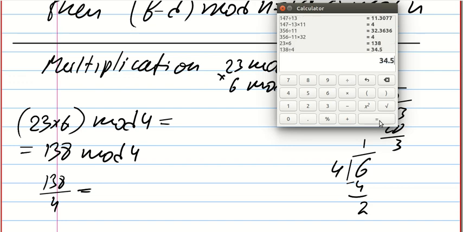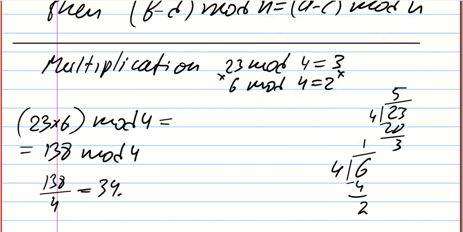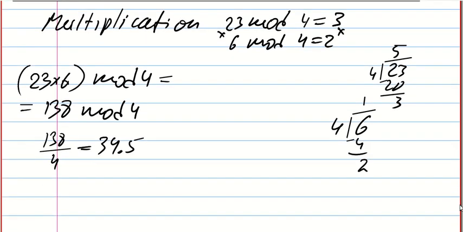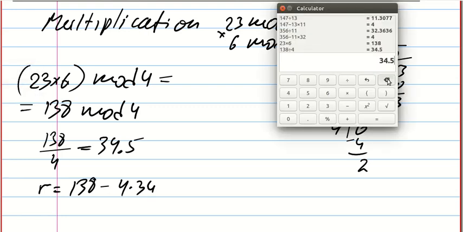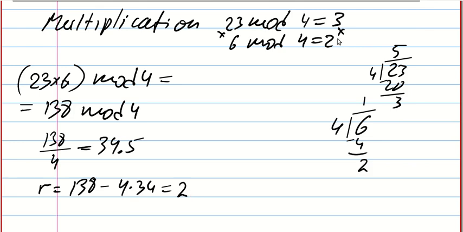Then we're going to take 138 and divide by 4 using a calculator. So we get 34.5. And to find the remainder, we take 138 minus 4 times 34, because 4 goes into 138 34 times. We're going to get the answer 2. So our answer is 2.